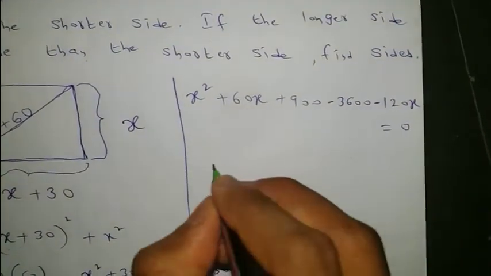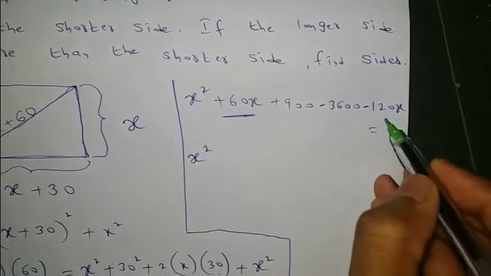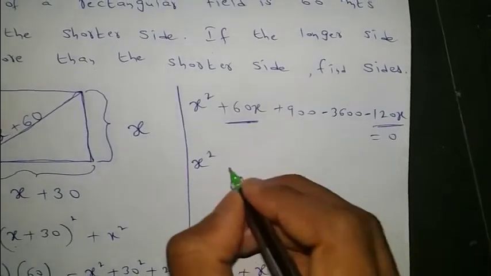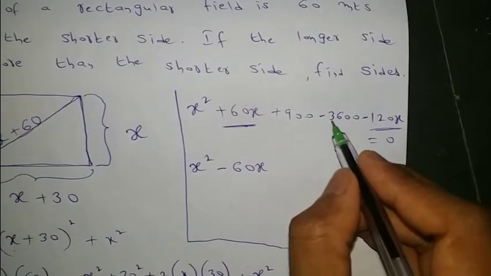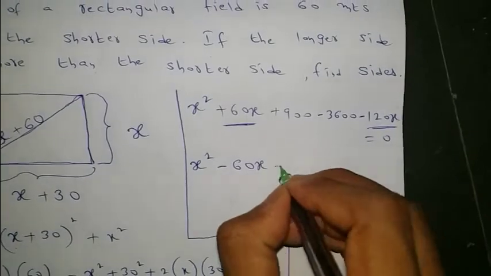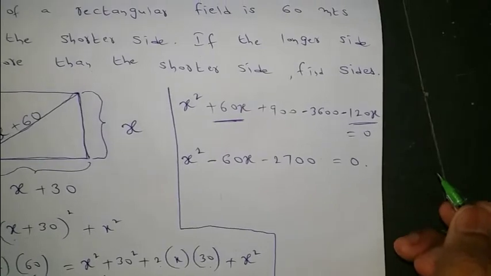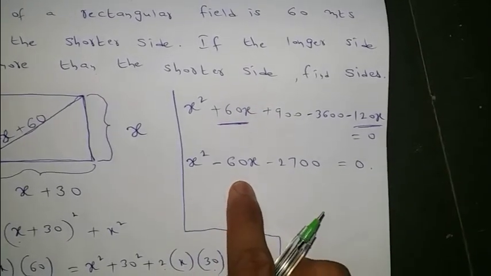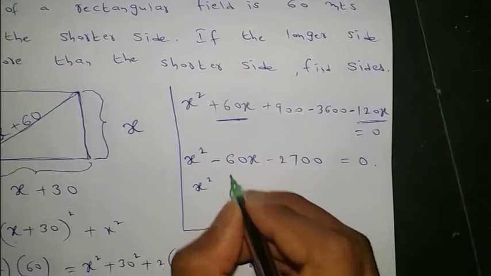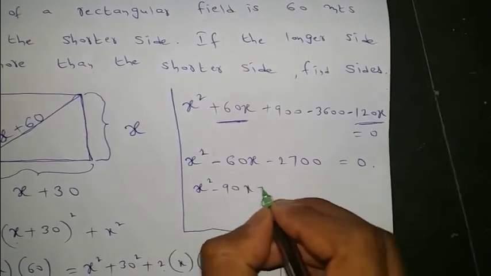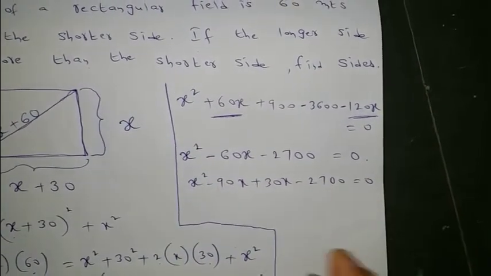Now if we solve this, x square only one term is there, so as it is. 60x minus 120x is minus 60x. Minus 3600 plus 900 is minus 2700, which is equals to 0. Now we need to split the middle term into two terms. So x square, I am splitting this minus 60x as minus 90x plus 30x minus 2700 is equals to 0.